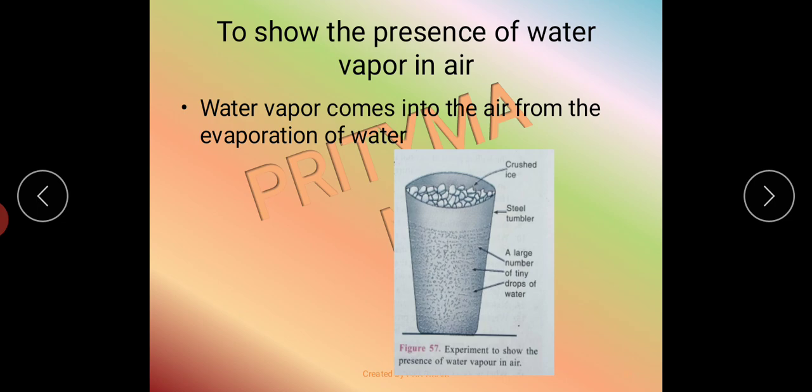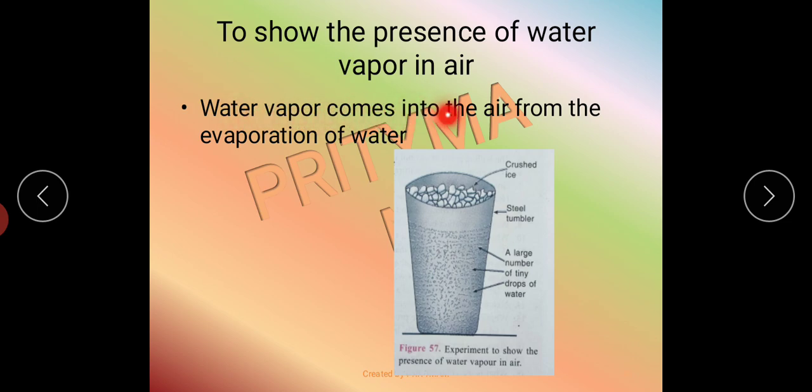Now let us show the presence of water vapor in the air. There is always some water vapor in the air around us, but we are not able to see it. The amount of water vapor in air keeps on changing.